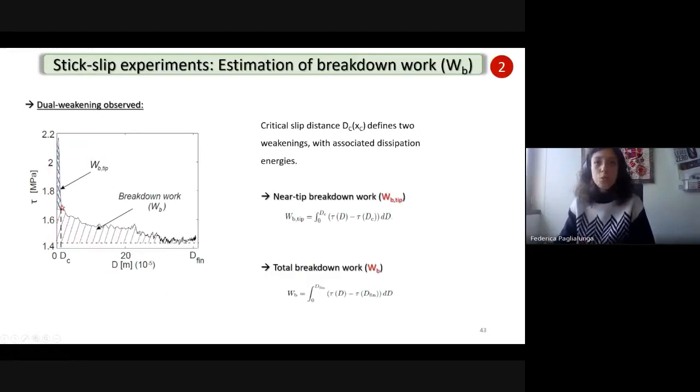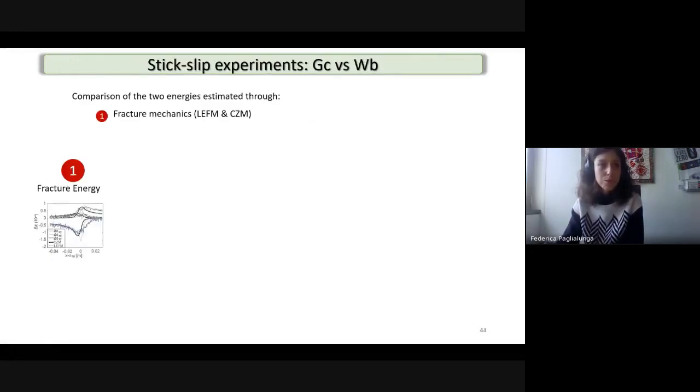So what we did was to estimate the breakdown work as the integral of the shear stress versus slip. We integrated the whole area here and defined it as the total breakdown work. And then thanks to the estimate of critical distance that we obtained through the cohesive zone model, we defined a near tip weakening, so a near tip breakdown work, which is the area highlighted here in blue. Now that we got this other estimation of breakdown work, we compared it to the previous estimate of fracture energy.